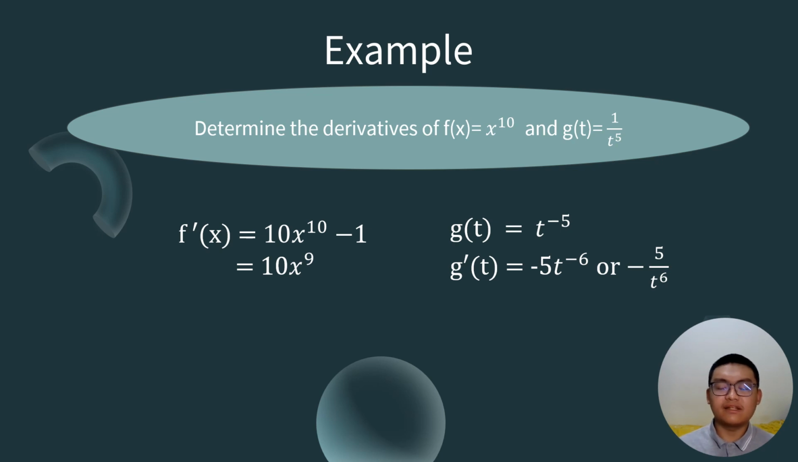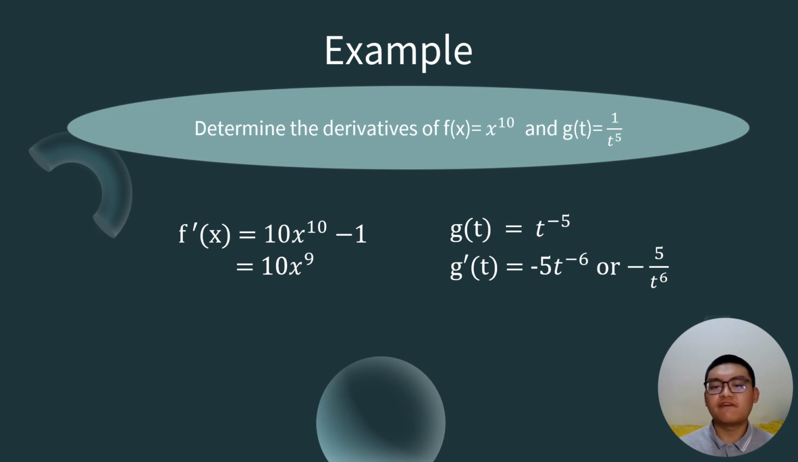So let's look at this example in this slide. We have two functions here. The first one is f of x equals x to the power of 10. And the second one is g of t equals 1 over t to the power of 5.